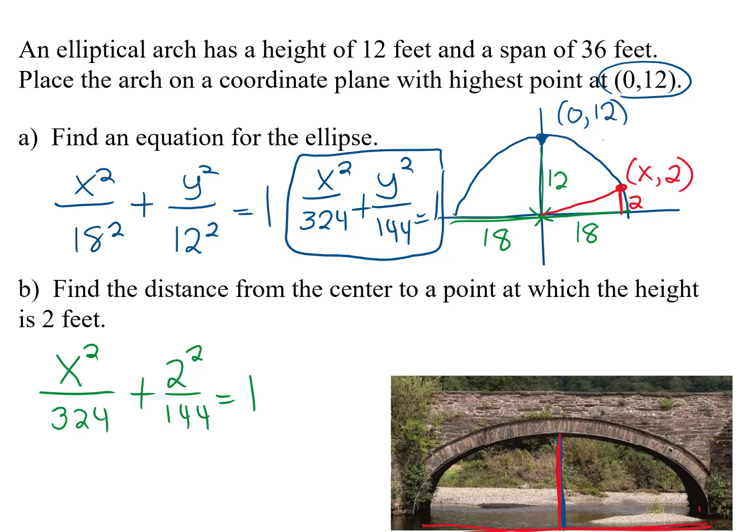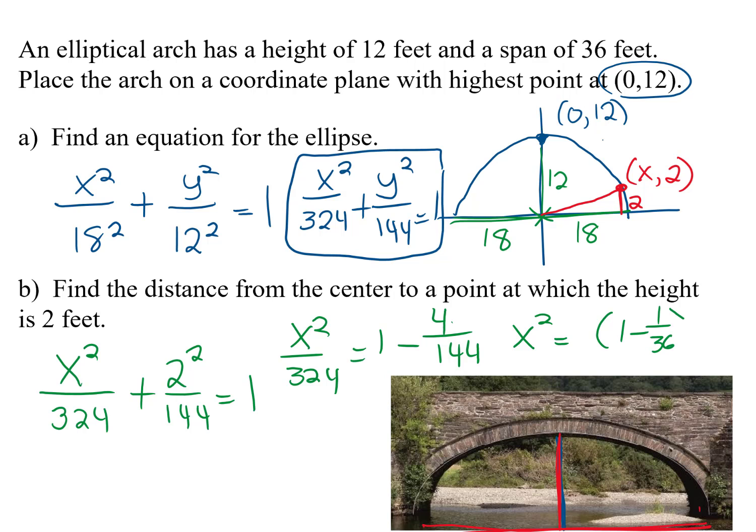Now I'm going to solve this for x. So I'm going to have x squared over 324 equals 1 minus 4 over 144. And that means x squared equals, I'm just going to leave it, except I'm going to reduce because 4 will go into 144. So that's going to make that 1 over 36. And then because it is divided by 324, I can multiply this side by 324. So that will give me x squared.